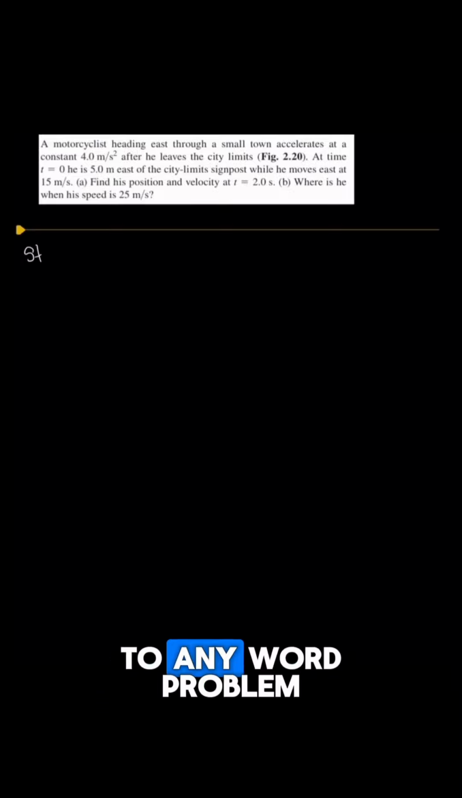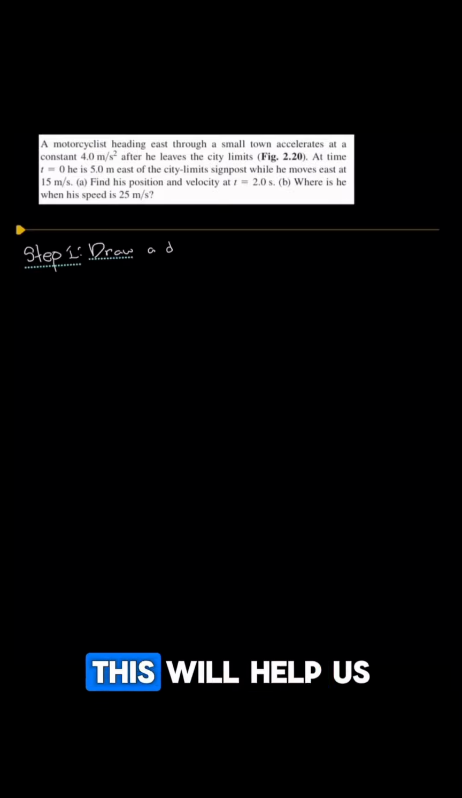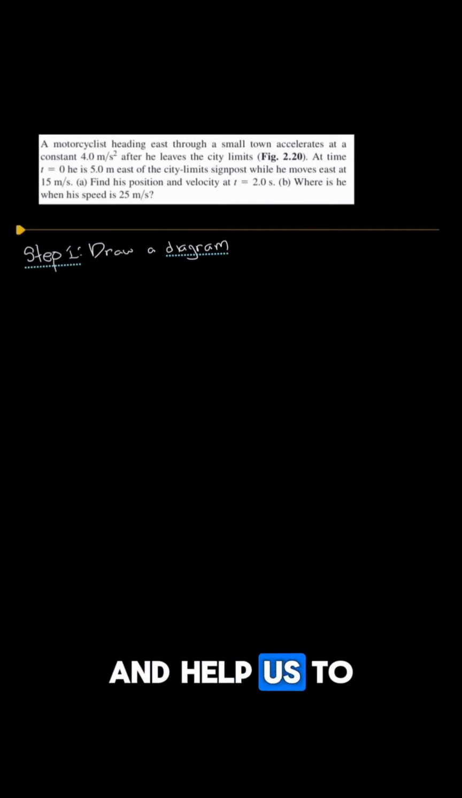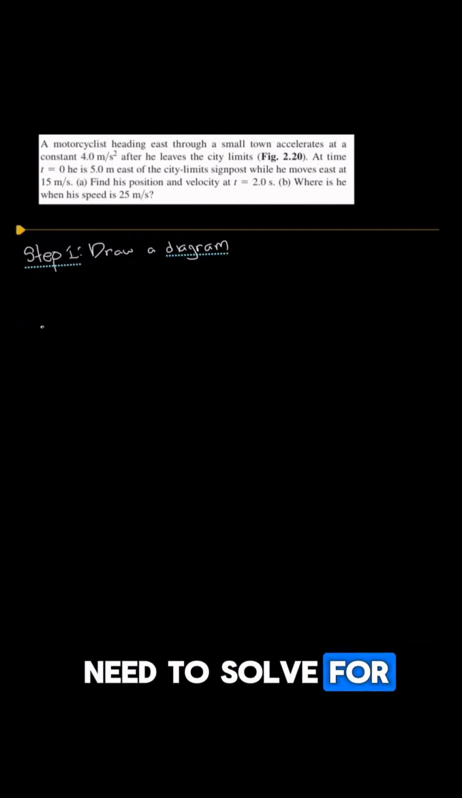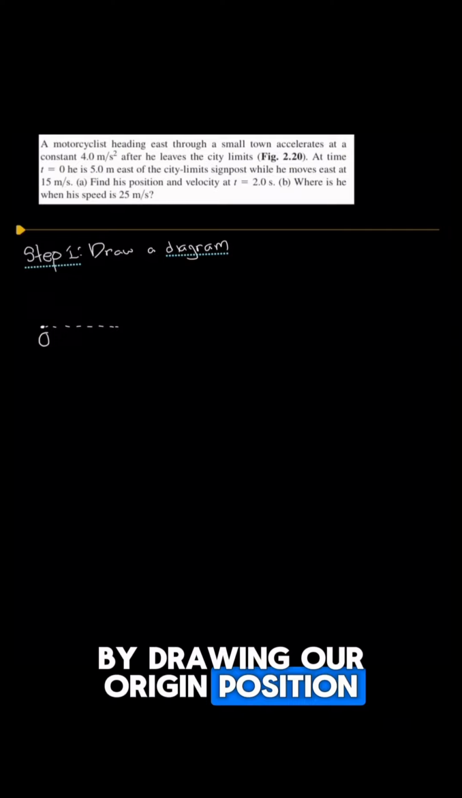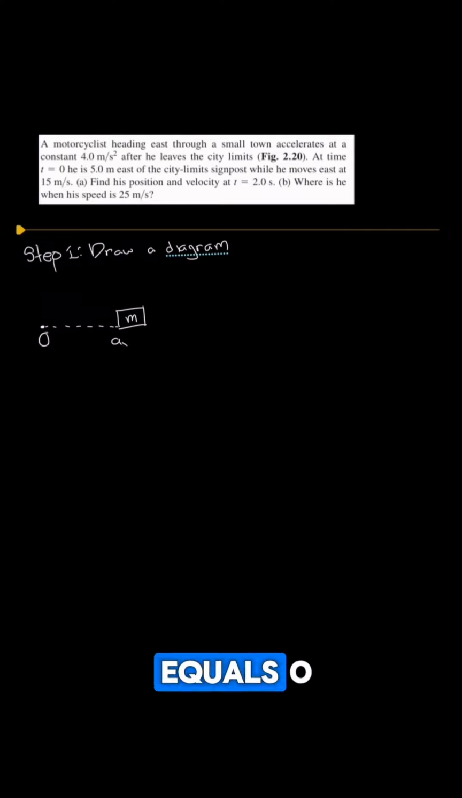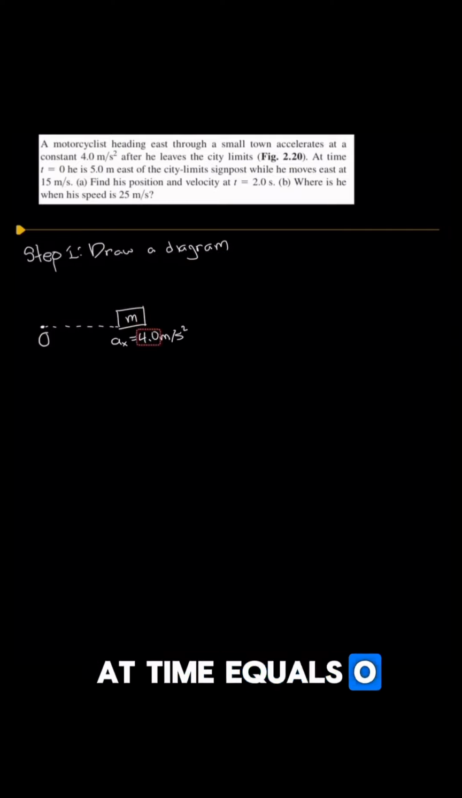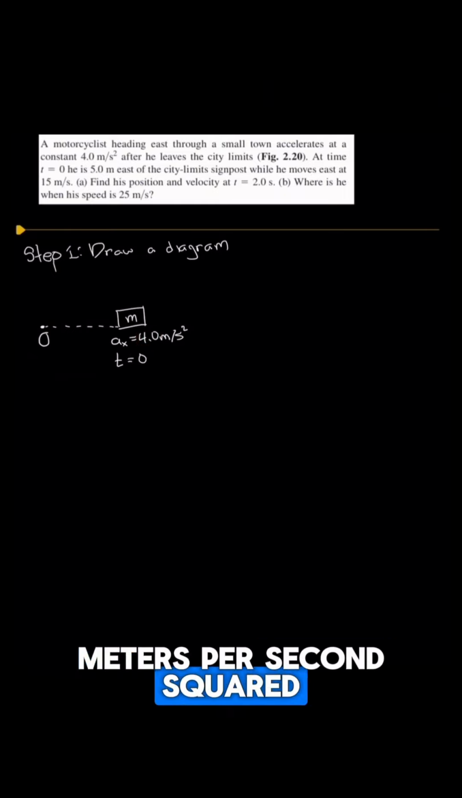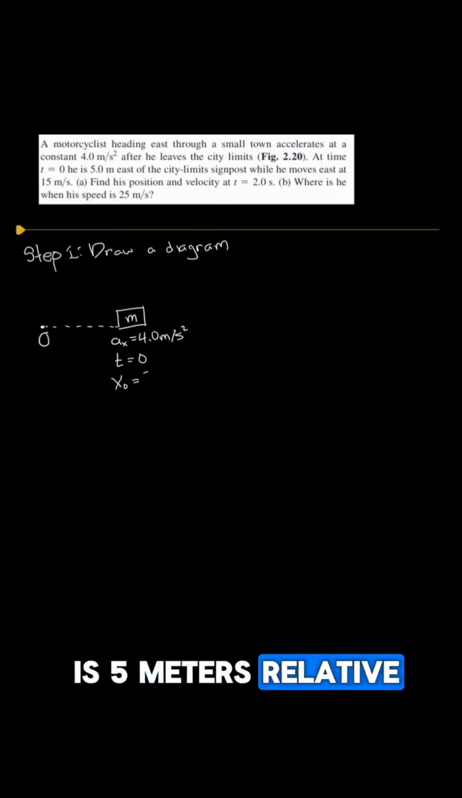So the first step to any word problem is drawing a diagram. This will help us better understand the problem and help us to identify the values we need to solve for. We can start by drawing our origin position, then we can draw our position at time equals 0. The question says at time equals 0, the acceleration is 4 meters per second squared, and the initial position is 5 meters relative to the origin.